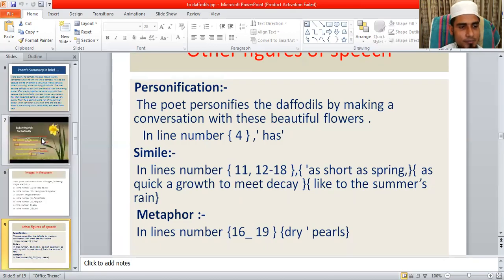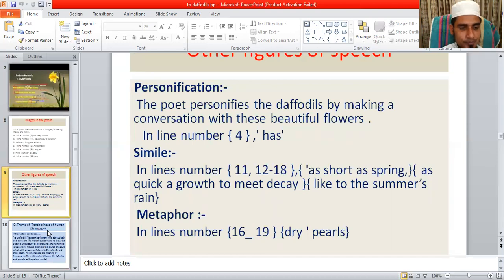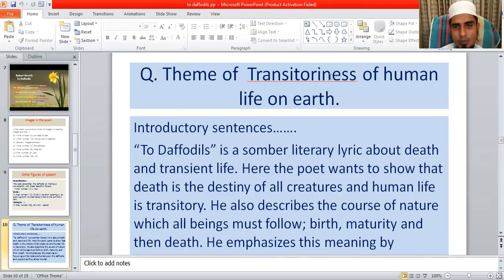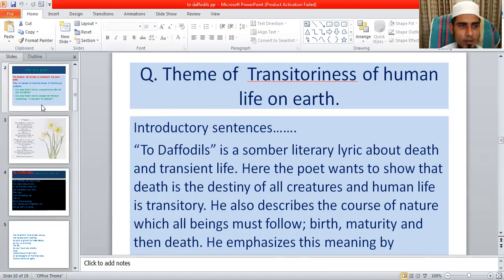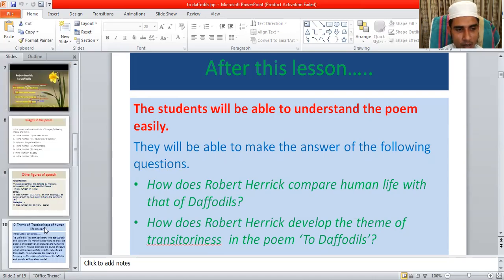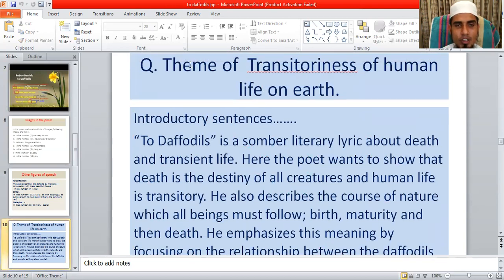So my dear students, now I would like to discuss with you the broad question answer, the theme of transitoriness of human life on earth. Here there is an instruction that after this lesson you will be able to prepare two answers. One is to compare human life with that of daffodils. Another is the theme of transitoriness in the poem, the main theme of this poem. So now I'd like to discuss with you the theme of transitoriness of human life on earth.